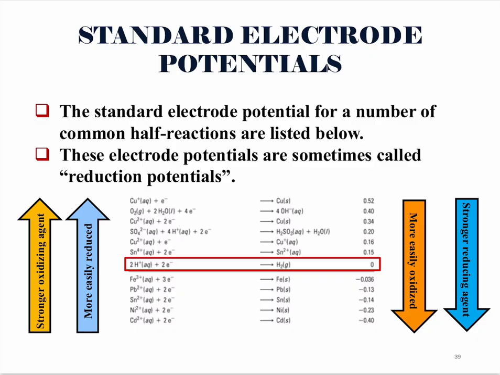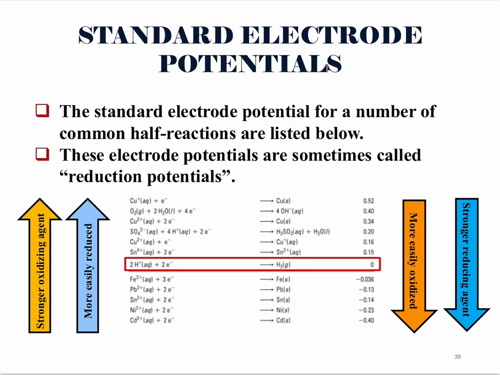So as we go up, these are going to be more easily reduced because they have a larger reduction potential, a larger difference in potential. And they're going to be stronger oxidizing agents, meaning if you put them in a system with another metal, they're going to oxidize the other metal because they pull the electrons. They're saying, we're a more active metal, we're going to pull the electrons off of you, even if they're just connected by a current-carrying wire.